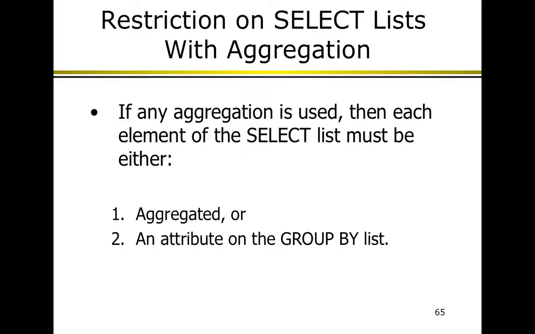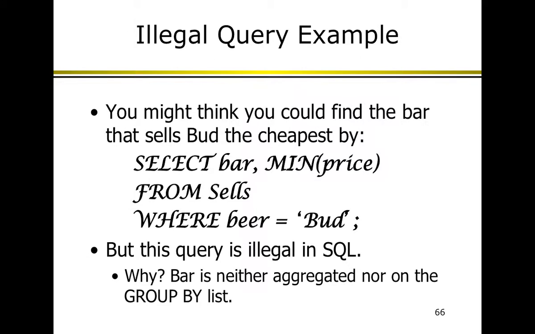So, restrictions on the select list, this is what I was telling you before. It has to be part of the aggregate or an attribute of the group list. So this one is an illegal query because the group by should say group by bar. If you're going to put something outside of the aggregate on the select line, you have to group it by that in order for the query to work. Otherwise, you end up with an error that comes out of it.